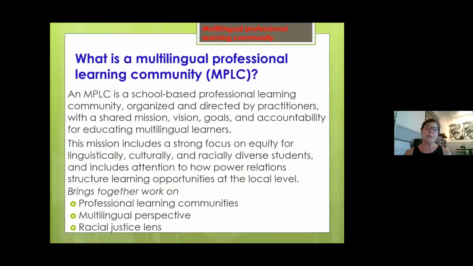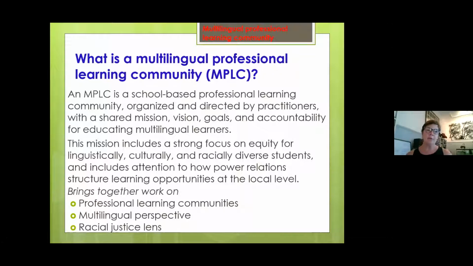So more specifically, what is a multilingual professional learning community? A multilingual professional learning community is a school-based professional learning community organized and directed by practitioners with a shared mission, vision, goals, and accountability for educating multilingual learners. This mission includes a strong focus on equity for linguistically, culturally, racially diverse students, and includes attention to how power relations structure learning opportunities at the local level.